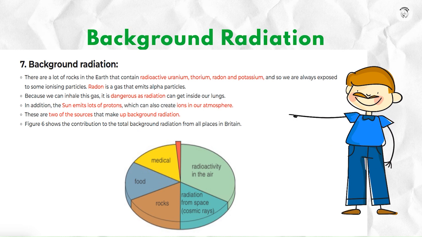So you can see most of the ionizing radiation is coming from cosmic rays and radioactivity in the air, but there is some coming from the medical fields and foods as well, and the rocks, which are not under our control.